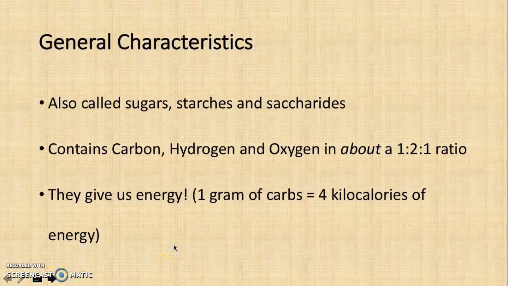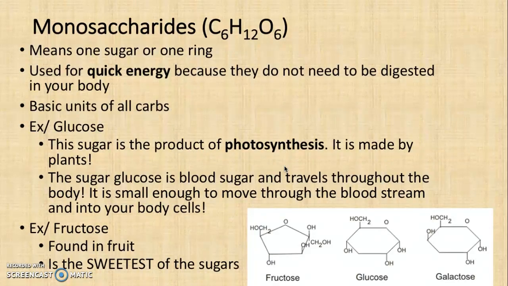So here's some general information about carbohydrates. So we can also call them sugars, starches, and saccharides. They contain carbon, hydrogen, and oxygen in about a 1 to 2 to 1 ratio. So that means that we always have about twice as much hydrogen as we have carbon and oxygen within our molecules. They also are our #1 source of energy. So 1 gram of carbohydrates contains 4 kilocalories of energy. So it's really energy rich, and this is where our body depends on carbohydrates as our first source of energy.